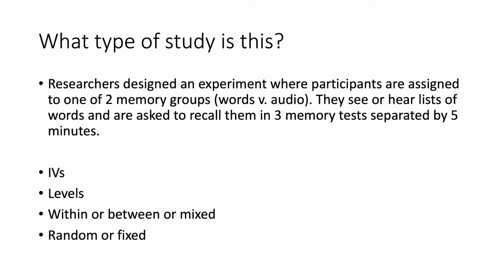So they hear the lists of words and they're recalling them, and here in the description it says that they're going to do three memory tests that are separated by 5 minutes. So they're going to recall the words, wait for 5 minutes, recall them again, wait for 5 minutes, and then recall the list once more. So the memory test could be a test number, and the different levels of the independent variable could be test 1, test 2, and test 3, or time 1, time 2, and time 3. And that would be a within subject variable because it's the same people that are getting repeated memory tests.